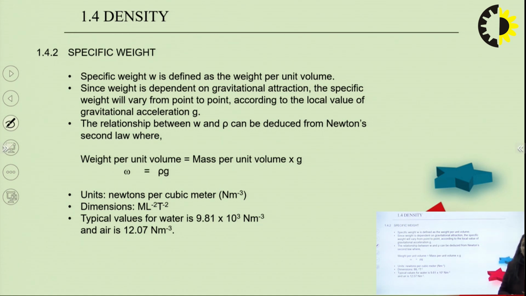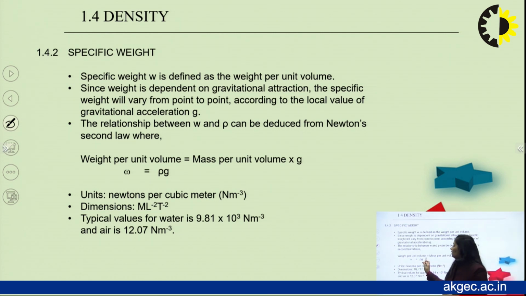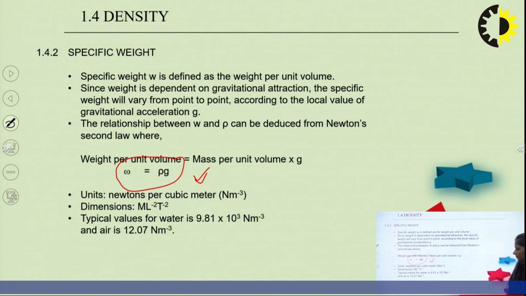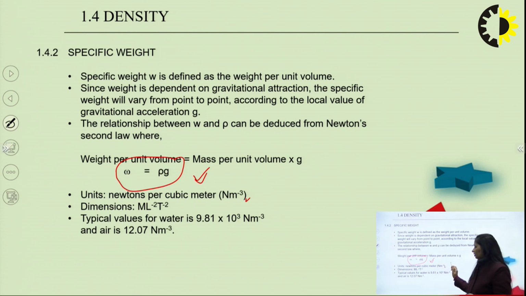The relationship between specific weight and rho can be deduced from Newton's second law. Here you can see specific weight is equal to rho g. This is a very important formula. This formula starts from here and will not end till unit 5. The units are Newton per meter cube, with their dimensions and other values.